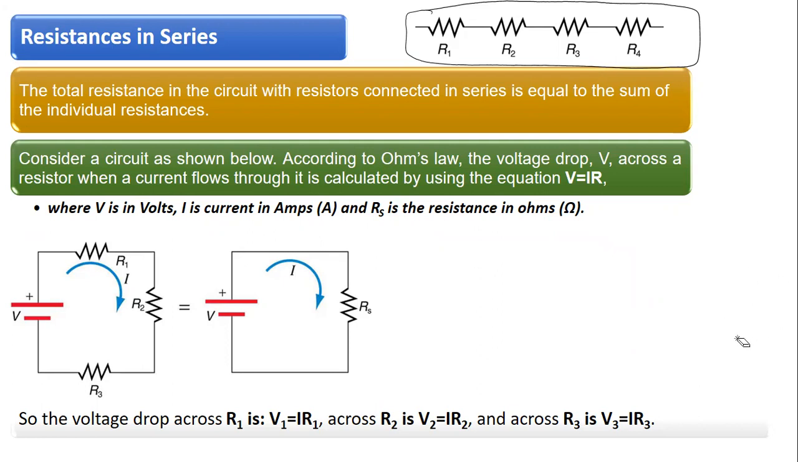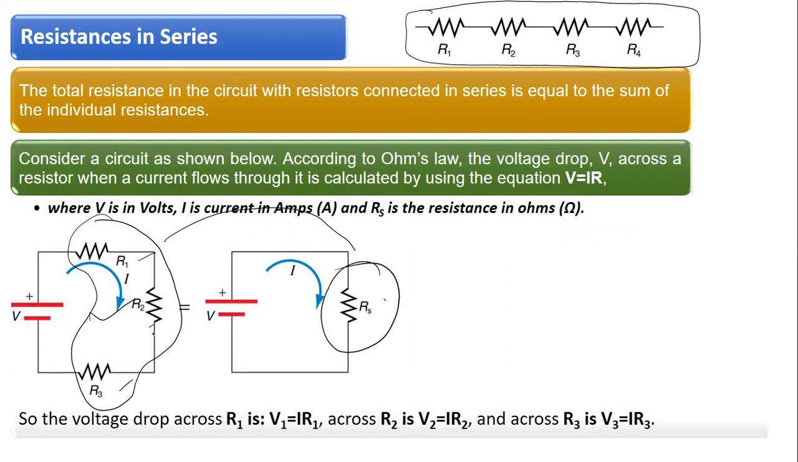Okay. To understand this, we have a circuit as shown here, which has a voltage source. Then you have R1, R2, and R3 resistances. So these three resistances, which are connected in series, can be replaced with a single resistance Rs. What will be the value of Rs? This is what we will understand.